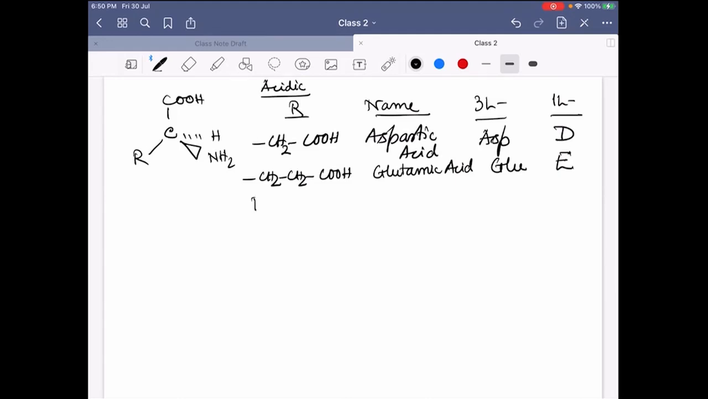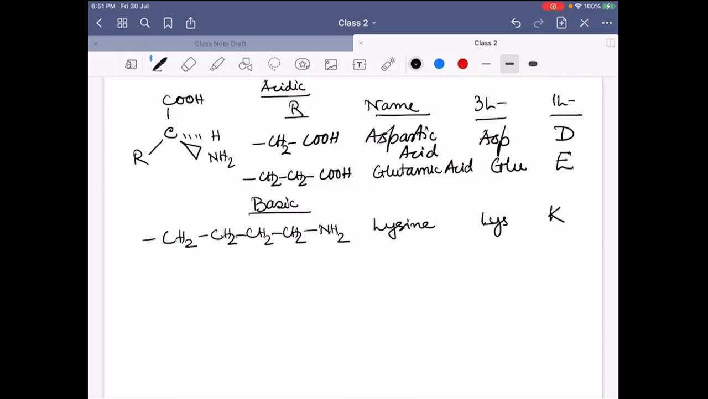Then come the basic groups. Over there, you can have very interesting structures. Four CH2 chains, and then a primary amine group. So it's a long chain, and at the end you have a primary amine. This is known as lysine, three letter LYS, and one letter code K.